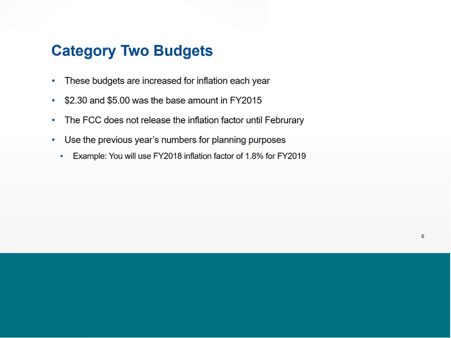These budgets increase for inflation every year. So in a minute, we'll look at the calculation. But for most library systems, most library branches, you're going to multiply your square footage times $2.30. And then for large urban libraries, you're going to multiply your square footage by $5. That was the base amount in 2015, and then every year those numbers have gotten a little bit larger because of inflation.